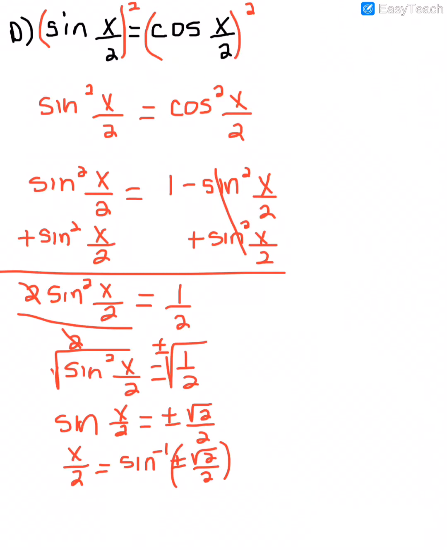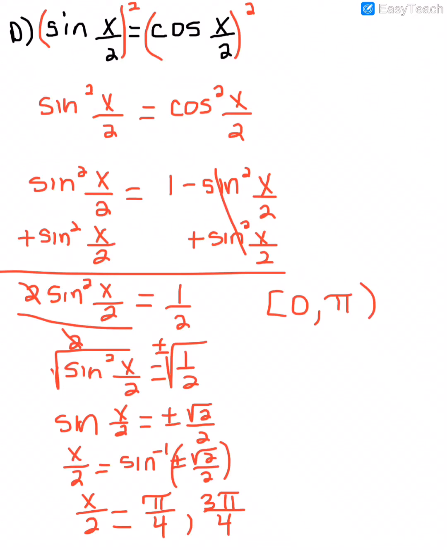Okay, again, we need to look at what our interval is. Since this is a half angle, or x is being divided by 2, we have to divide our interval. Our interval, instead of being between 0 and 2 pi, would be between 0 and pi, because we're dividing by 2. So the places where sine is positive or negative square root of 2 over 2 between 0 and pi would be at pi over 4 and 3 pi over 4.